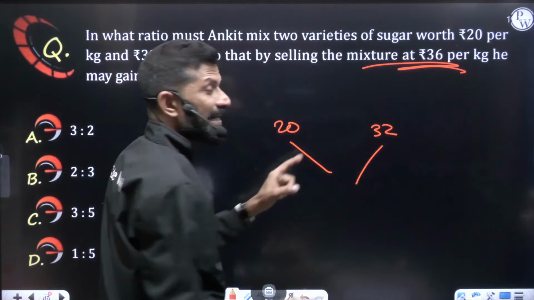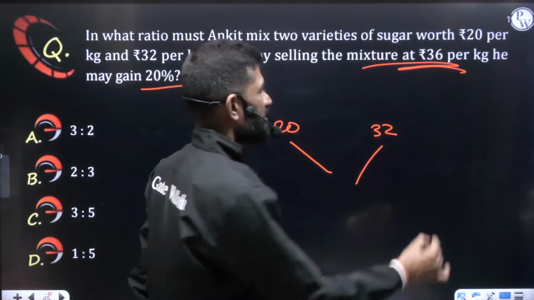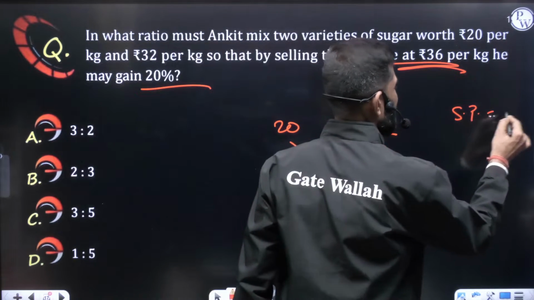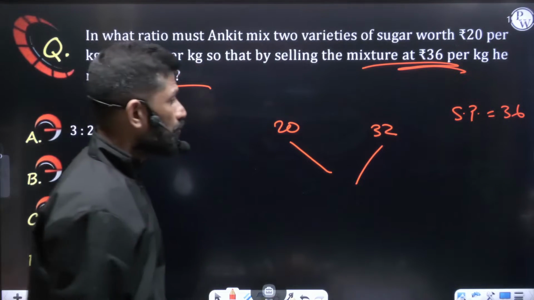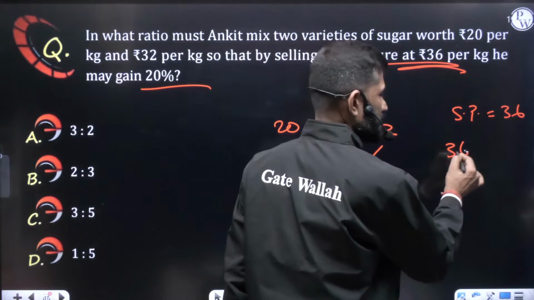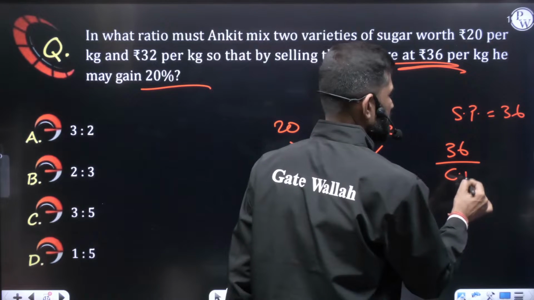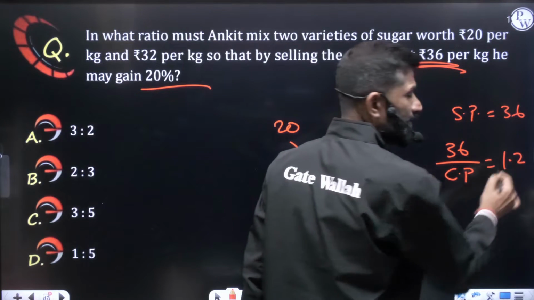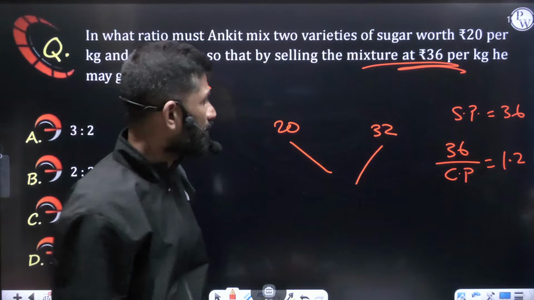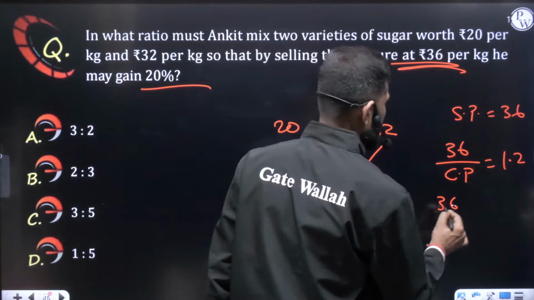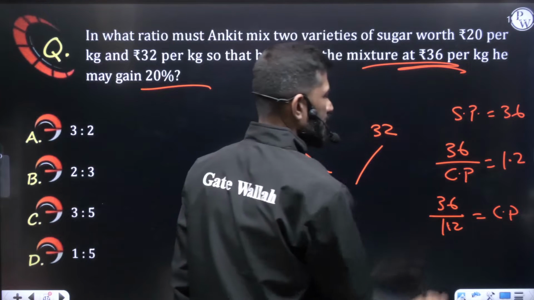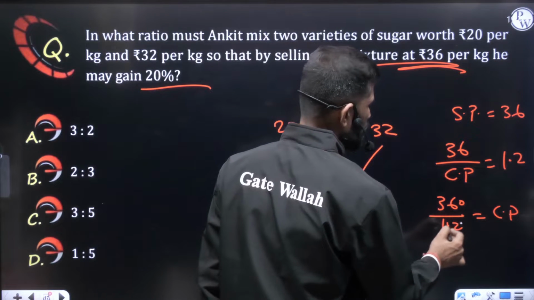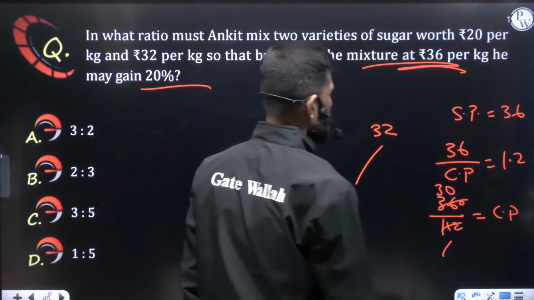Both we should mix, and don't write 36 here because 36 is actually the selling price. The selling price is 36, and the profit they are talking about is 20%. 20% profit means SP by CP, that is 36 by CP, should be equal to 1.2. Then only you can say it is 20% profit. So let us find the CP. It will be 36 by 1.2 is equal to CP. If you remove the decimal, it will become 360 by 12. So 12 thirties are 360. So the cost price is 30.